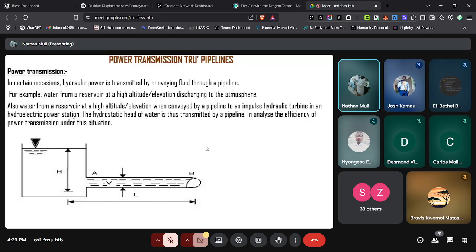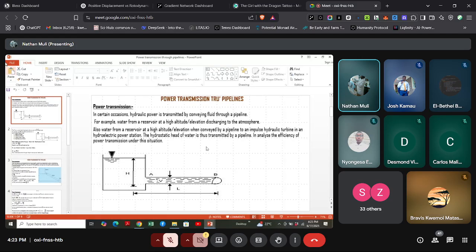Otherwise, what do we say? We know power is given by rho GQH. That is a fact, where rho is the density. Let me put that equation here.